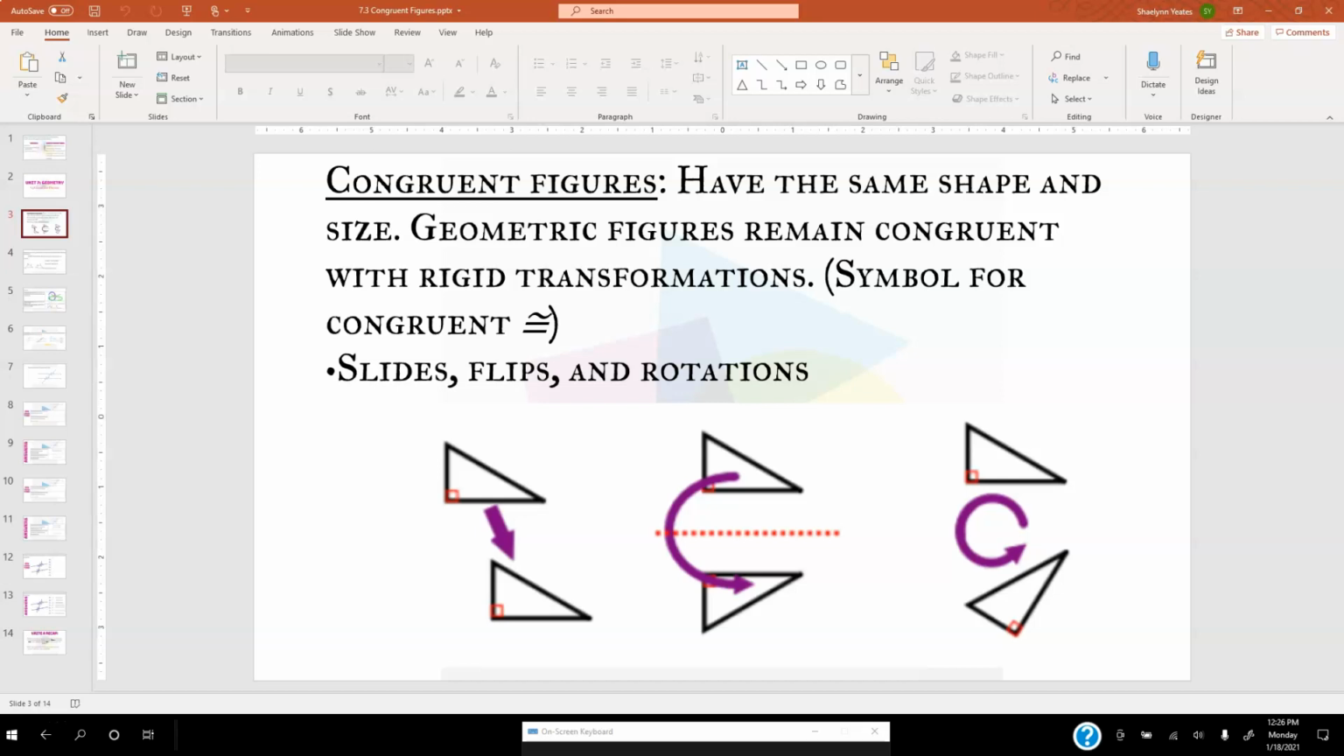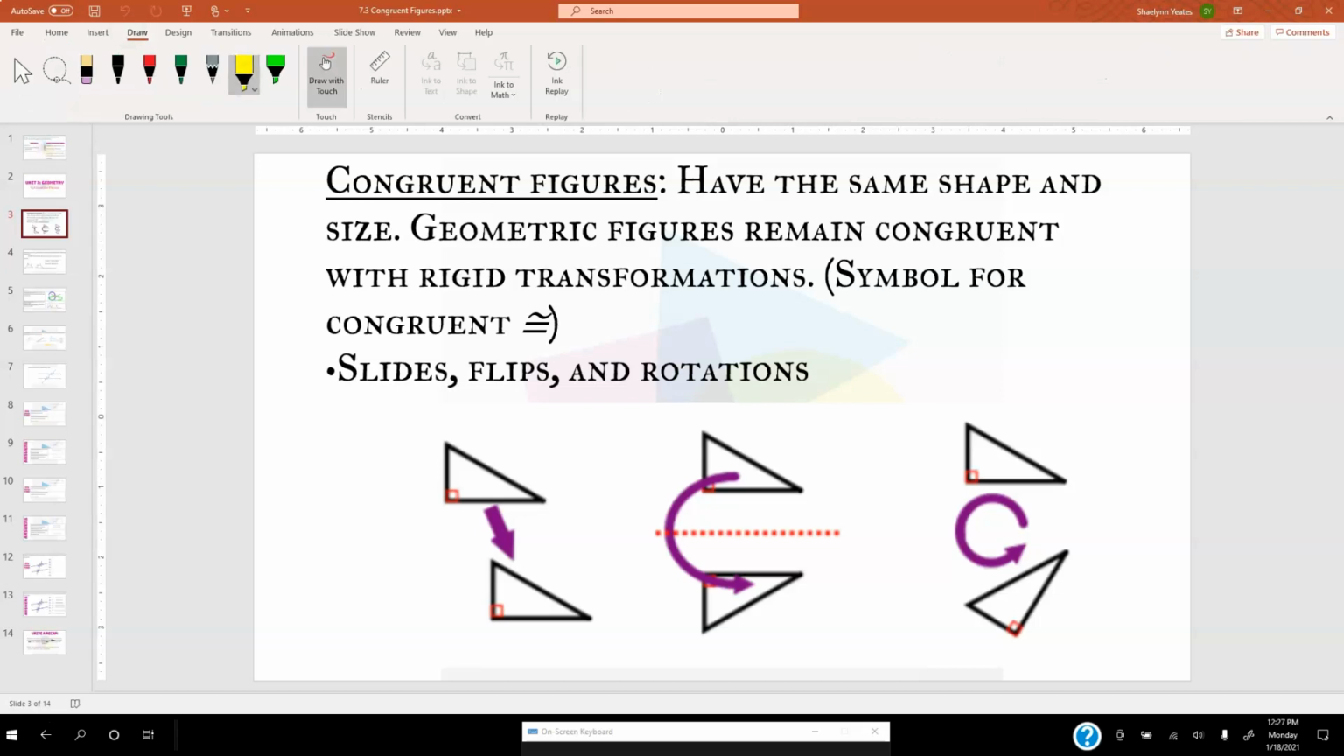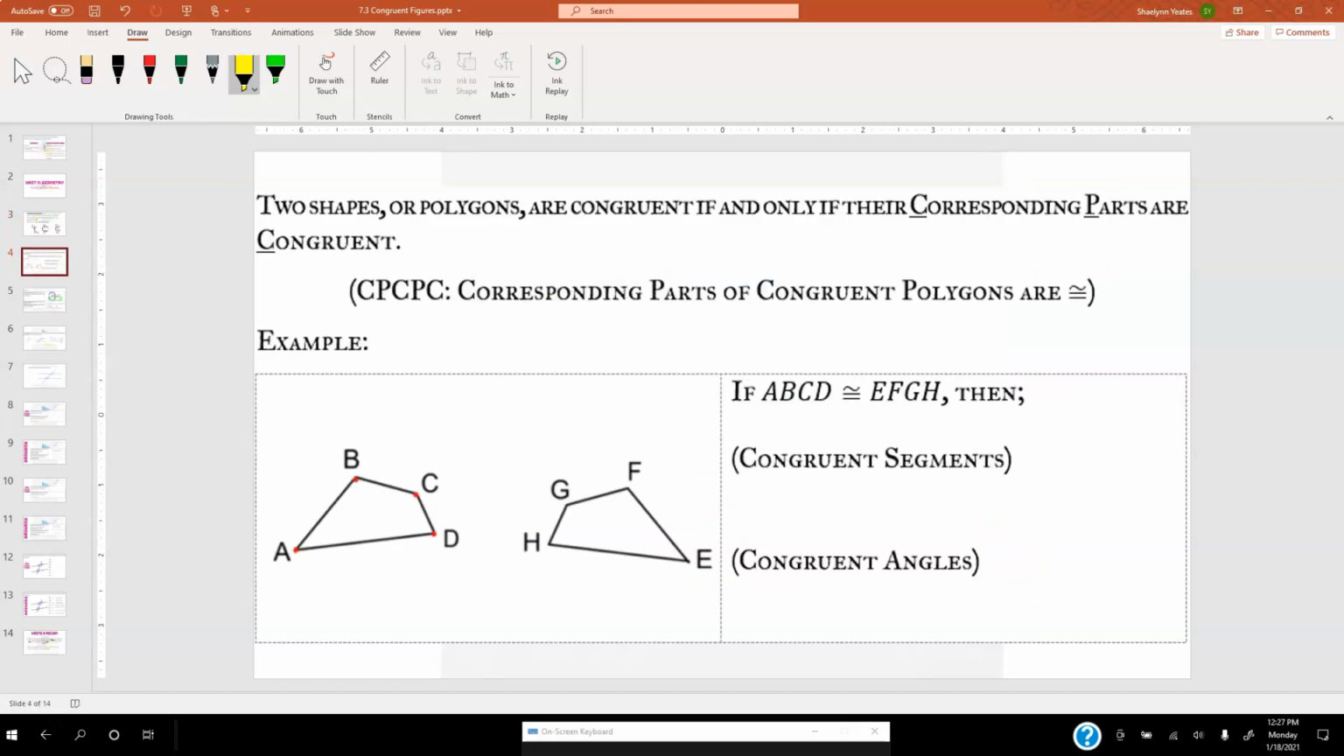Geometric figures remain congruent with rigid transformations. In other words, they move, or they flip over, or they rotate. Okay, the symbol for congruent is an equal sign with a squiggly line on top. That's similar to the similar symbol, and you'll learn about similar figures next year. So, two shapes or polygons are congruent if and only if their corresponding parts are also congruent. So, corresponding parts of congruent polygons are congruent.